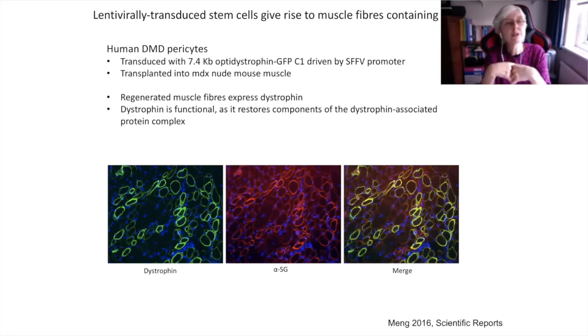So we transduced pericytes from DMD patients with these dystrophin constructs, transplanted the transduced cells intramuscularly into our host mice, and we found that the cells contributed to muscle fibers expressing dystrophin. And interestingly, these dystrophin expressing muscle fibers also expressed alpha-sarcoglycan, which is a member of the dystrophin associated complex. So this dystrophin is functional in that it's reassembled other members of the dystrophin-associated complex.